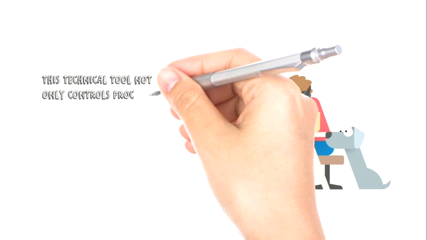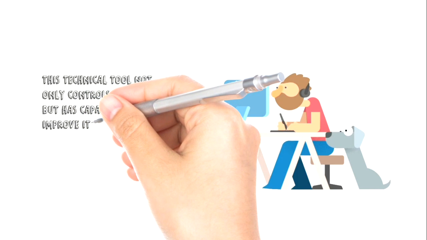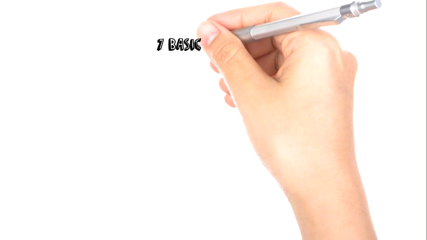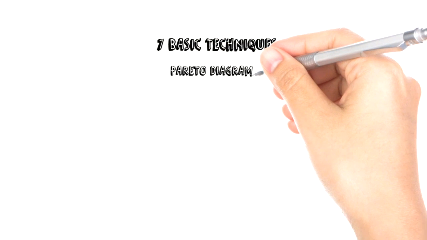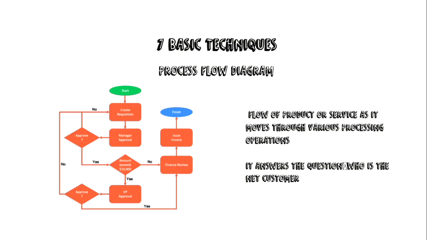This technical tool not only controls process but has a capability to improve it. Seven basic techniques. Number 1, Pareto diagram, also known as Pareto rule or the 80-20 rule. 80% of consequences came from 20% of the causes. Process flow diagram. Flow of product or service as it moves through various processing operations. It answers the question, who is the next customer?